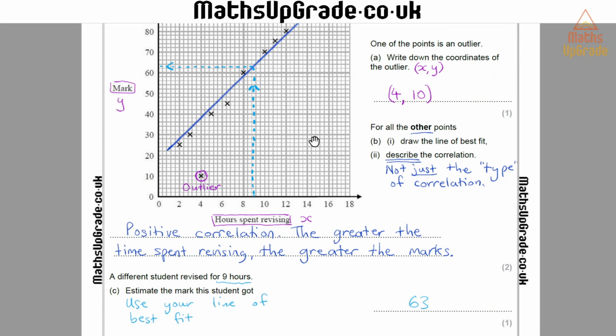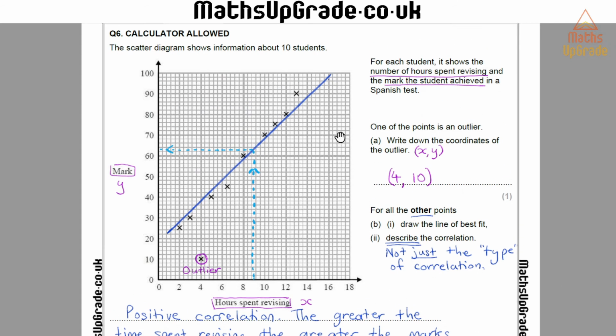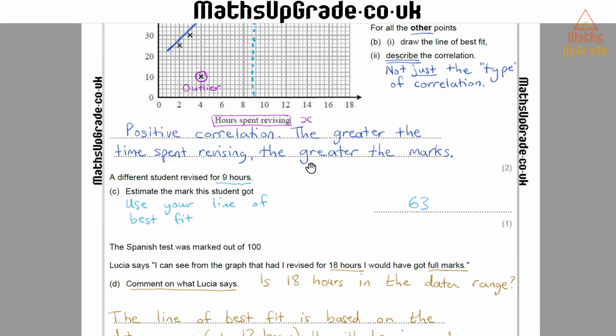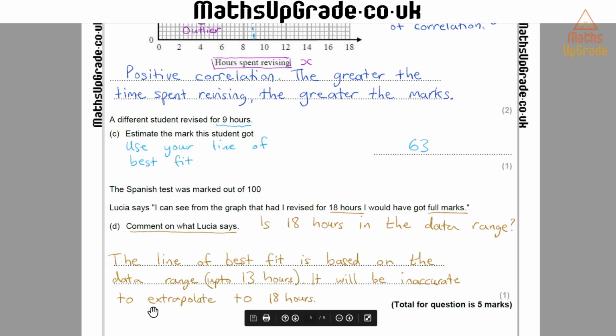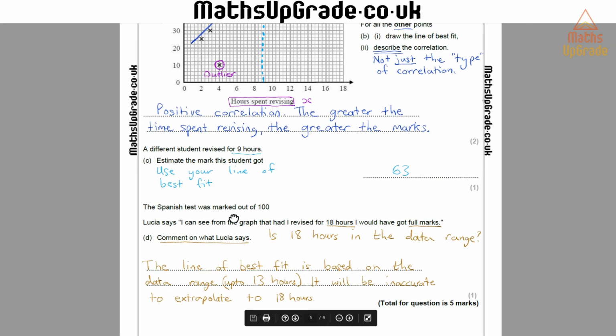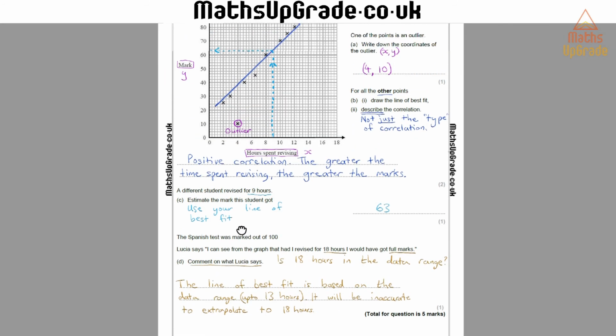So that's why it would not be a good idea to use this graph to work out the number of marks that she would have got. That's what I've put here. The line of best fit is based on the data range up to 13 hours. It would be inaccurate to extrapolate to 18 hours. So this word here is really important. It means to basically use data which is outside of that range. So the whole question there was worth 5 marks.